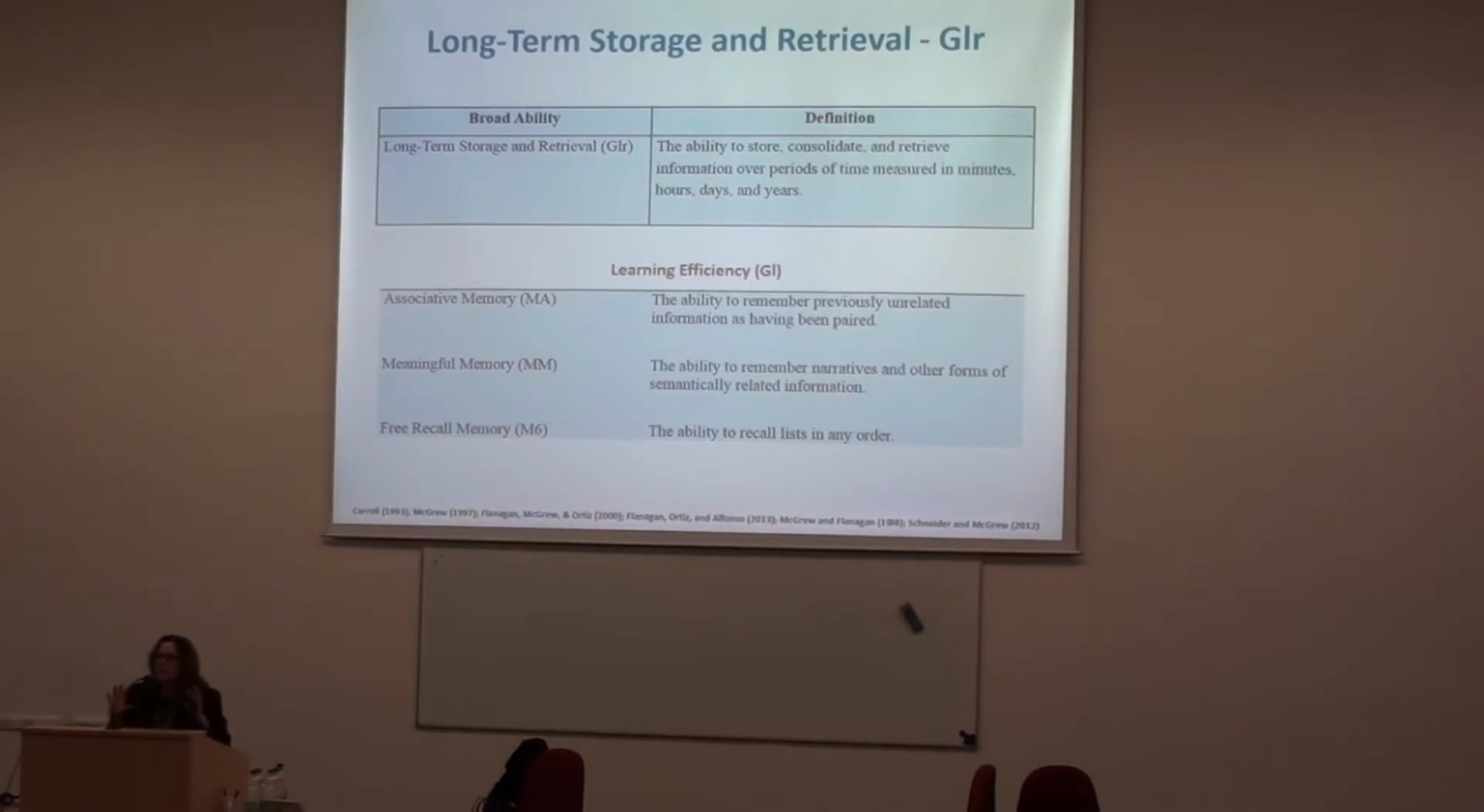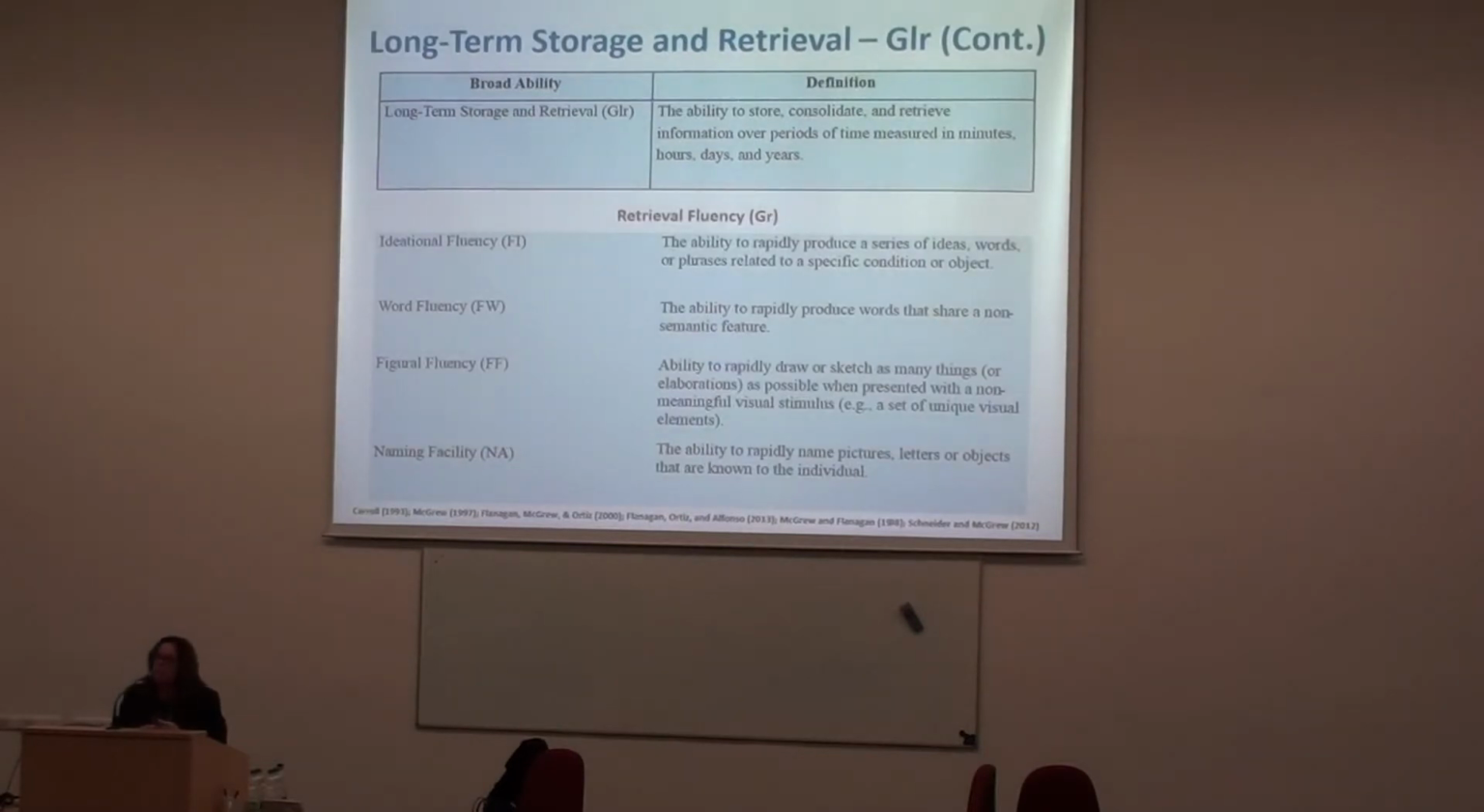GLR is divided really into two sections. There's the learning efficiency part of GLR, which is things like associative memory and meaningful memory. And then there's the retrieval fluency part, how quickly we can retrieve information from our lexicons. Ideational fluency: name as many animals as you can as quickly as you can. Word fluency: tell me all the words you can think of that begin with a particular sound. Naming facility: rapidly name pictures, rapidly name letters, rapidly name numbers, right?